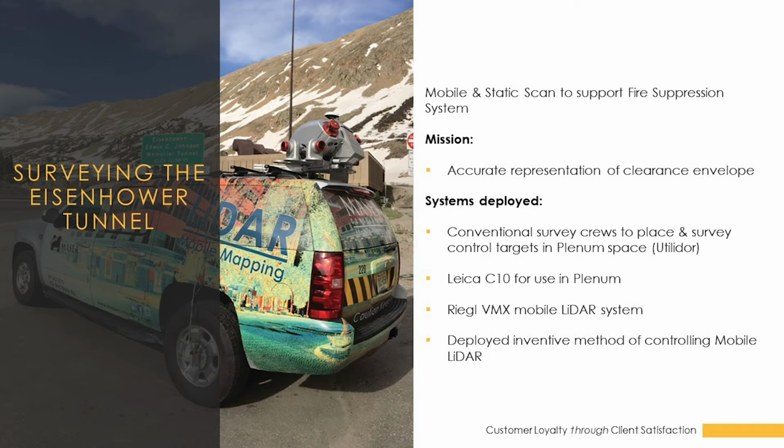So the mission was to create this very accurate representation of the clearance envelope, because somehow we had to measure horizontal and vertical clearances, anything that was protruding from the walls or the ceiling, and then how much room there was going to be to bring down from the plenum space some kind of a fire suppression system. So the systems deployed on this, we had multiple different systems. The conventional survey was a big component.